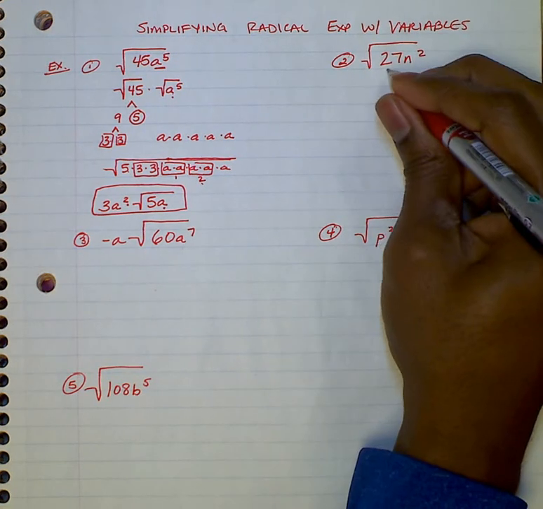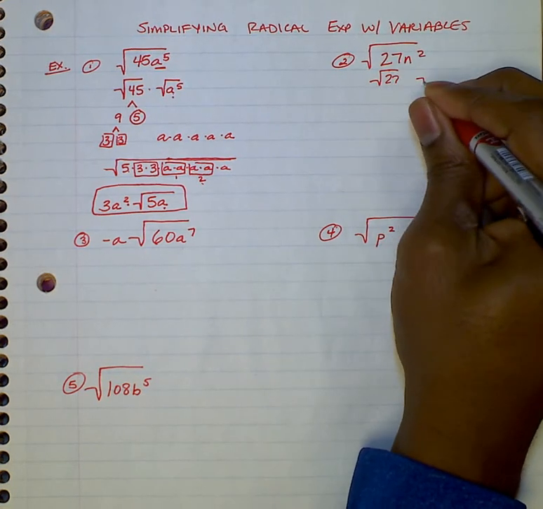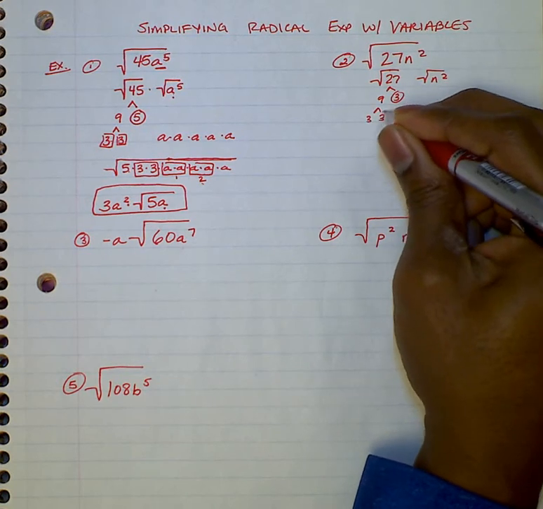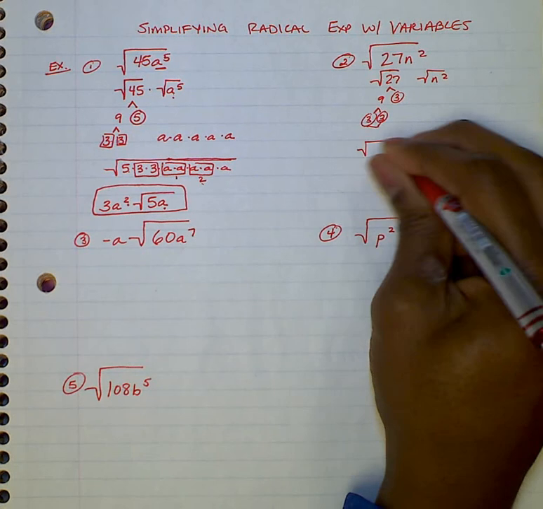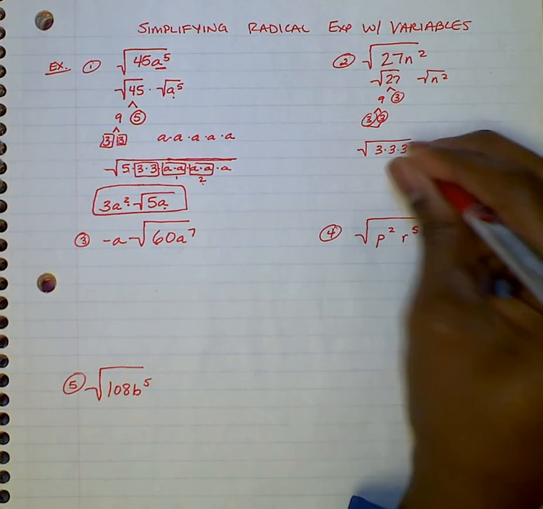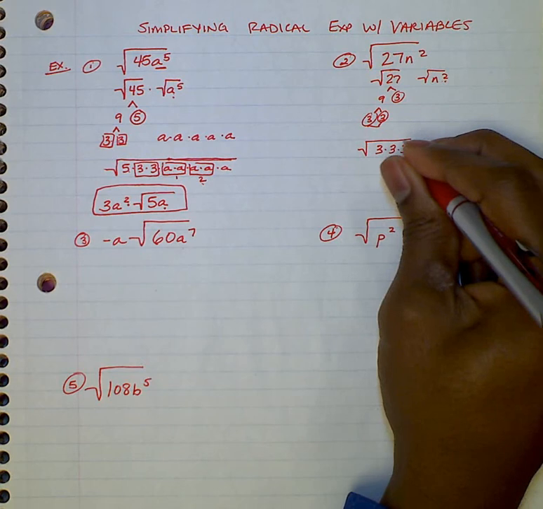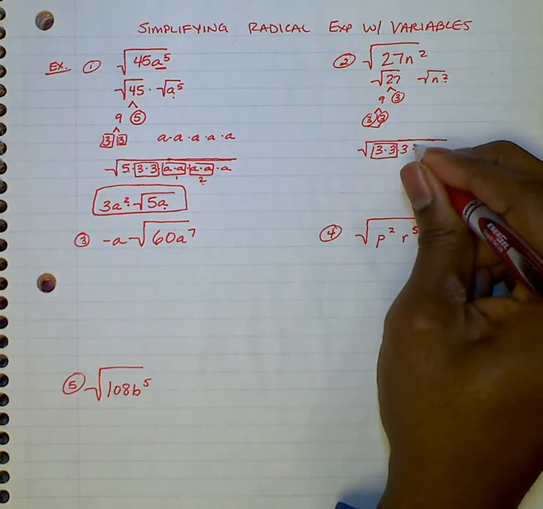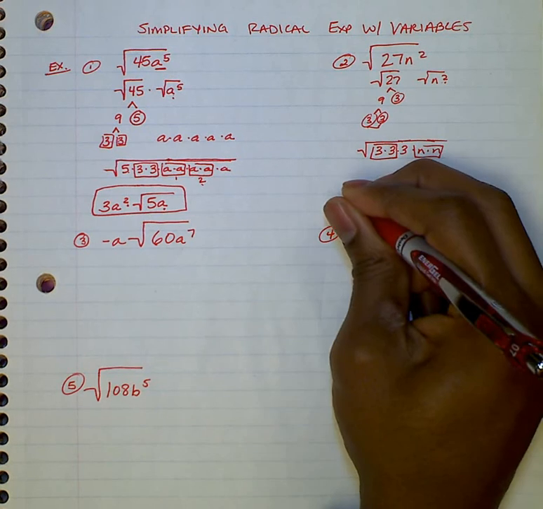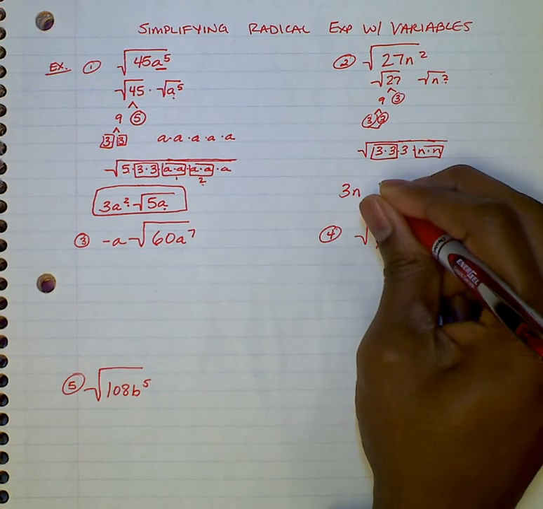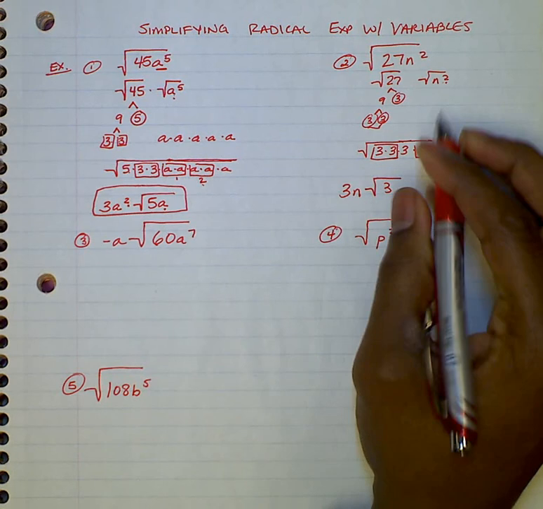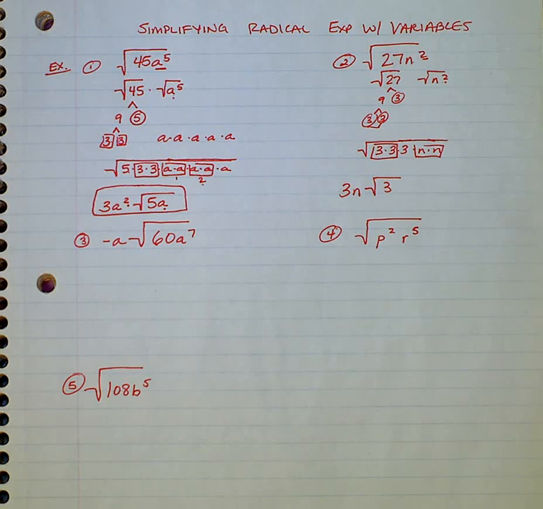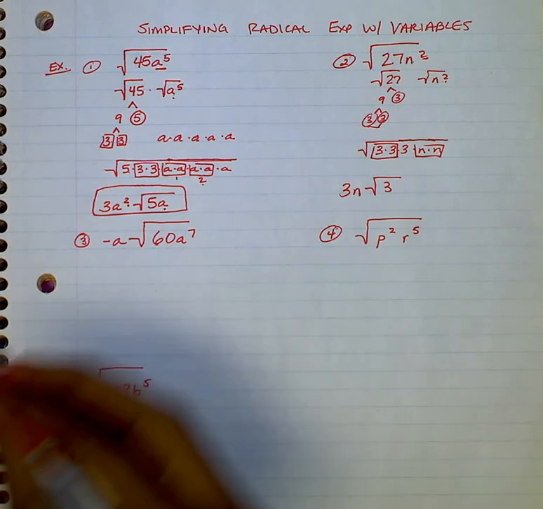Alright, so I've got 27 and n squared. 27 breaks down to 9 and 3. 3 is prime. So I have underneath my radical now 3 times 3 times 3, and n squared, I have 2 n's. My pairs, I have a pair of 3's, a pair of n's. So on the outside I have 3n, and then remaining is the 3. Again, n squared divided by 2 shows me how many pairs I have. I have 1 pair. It goes out there 1 time.